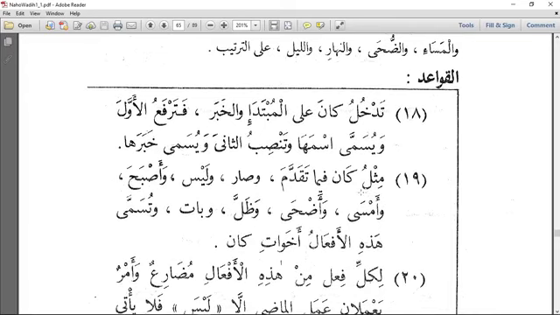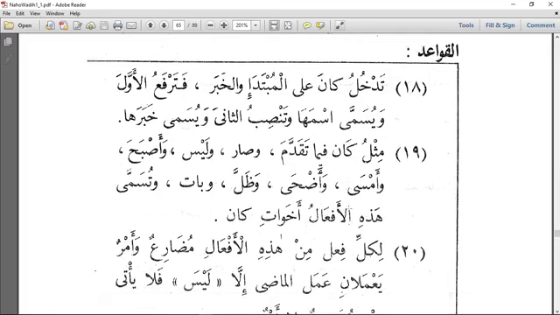The second qaida, we have mislu kana fima taqaddamu. Saro wa Laisa wa asbaha wa amsa wa adha wa dhulla wa bata wa tusamma hadhihi al-af'al akhawat kana. So other examples of verbs that are similar to kana are Saro, Laisa, asbaha, amsa, adha, dhulla, bata, and all these verbs are called the sisters of kana, akhawatu kana.